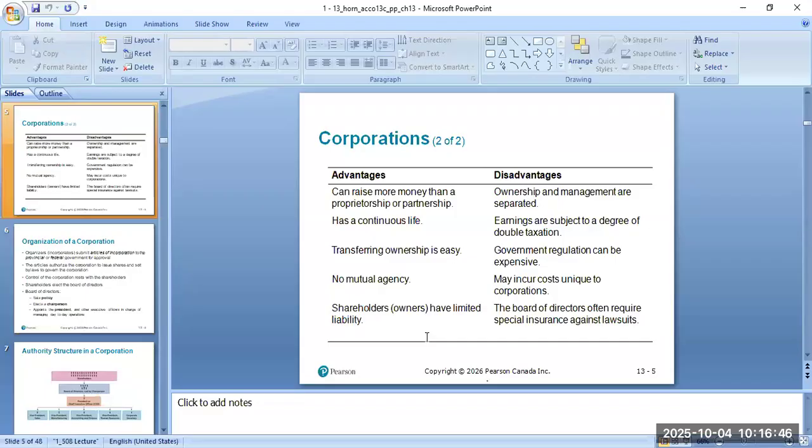Earnings that you may get from the corporation might be, to some extent, double taxed. Later on in the tax courses, you're going to see how this is going to happen.